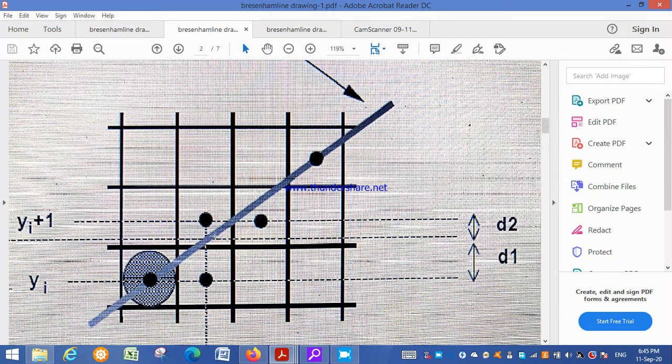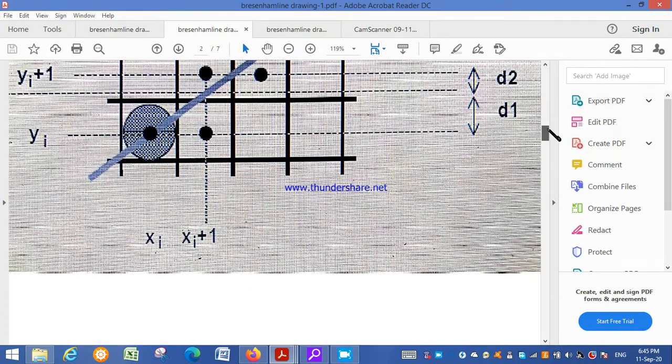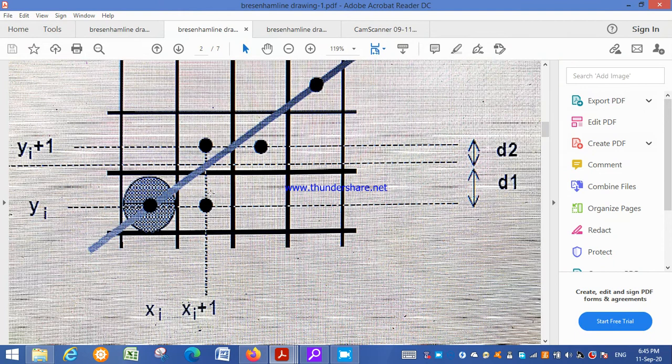In order to calculate the next pixel position, your screen pixel point can be this or this one. So xi is always xi plus 1, but yi can be yi or yi plus 1. So we have to determine whether we have to select this pixel or this pixel. If we are selecting this pixel, then your position is xi plus 1, yi. If you are selecting this pixel location, then your coordinate position is xi plus 1, yi plus 1.